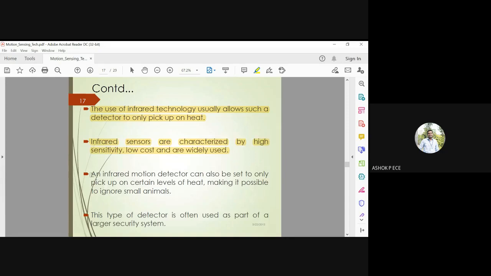It can pick up certain levels of heat, making it possible to ignore small animals. So by using a proper infrared detector, I can check for humans only. I can ignore the animals. It is a part of a larger security system. You cannot rely only on infrared. This might be a part of the larger security system.